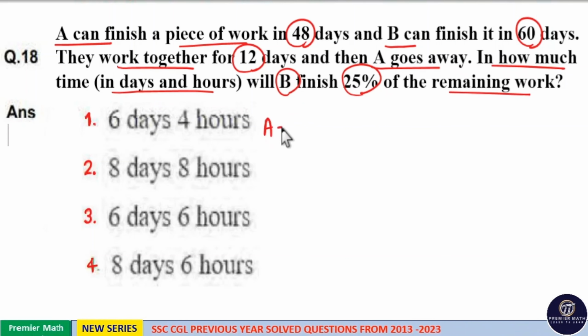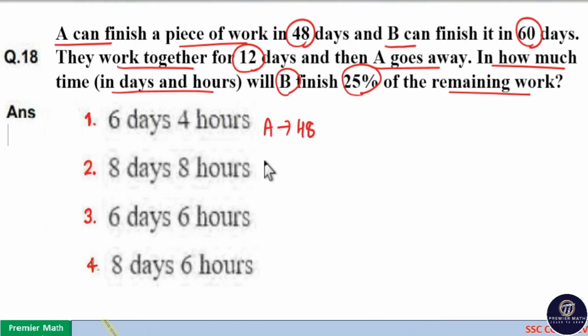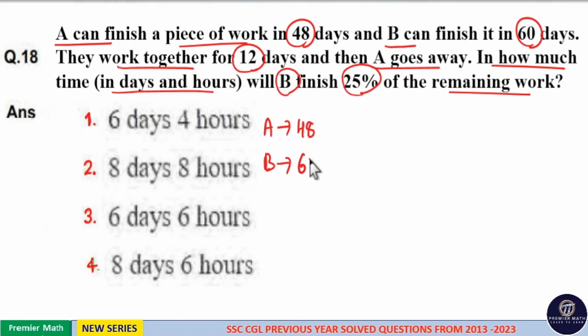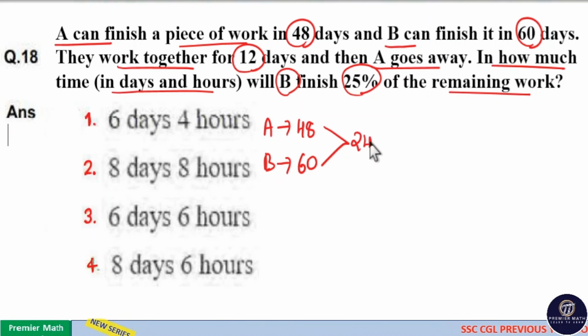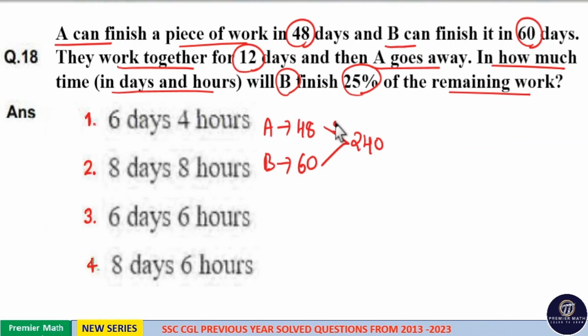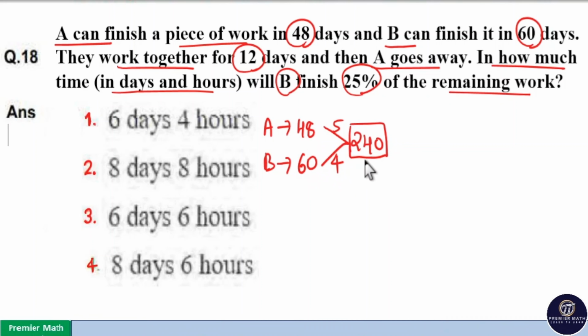Here A can finish a job in 48 days and B can finish a job in 60 days. Now both are finishing the same job, so take the LCM. LCM of 48 and 60 is 12 into 4 is 48, 12 into 5 is 60. So 12 into 5 into 4 is 240. Now 48 goes 5 times in 240, 60 goes 4 times in 240. Which means 240 units is the total work.